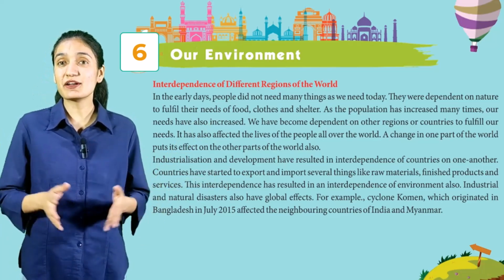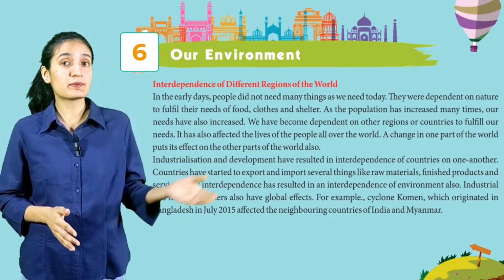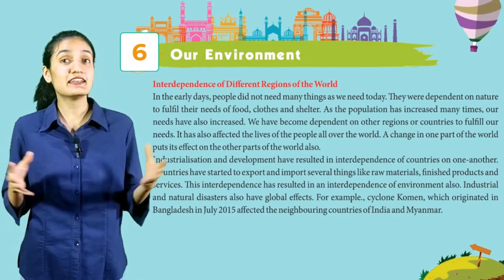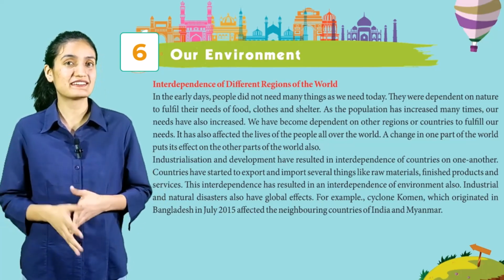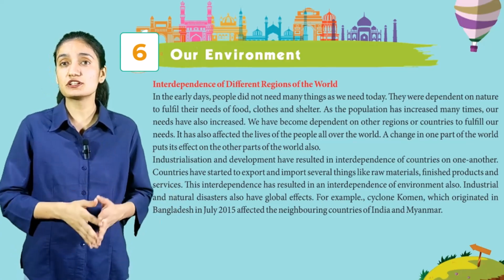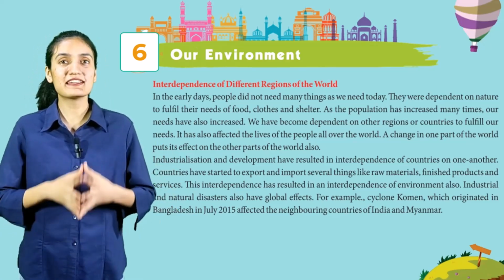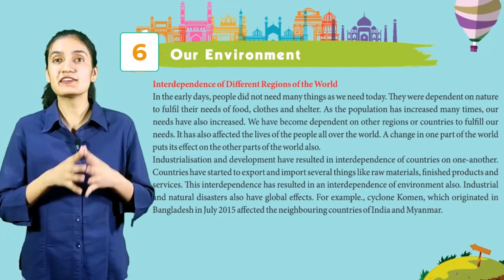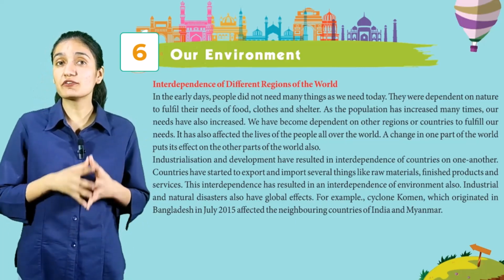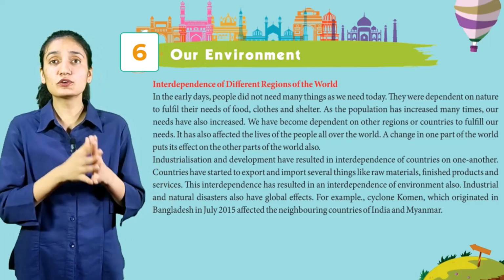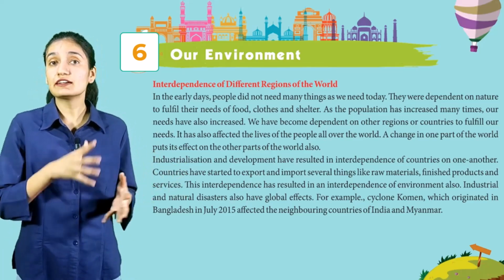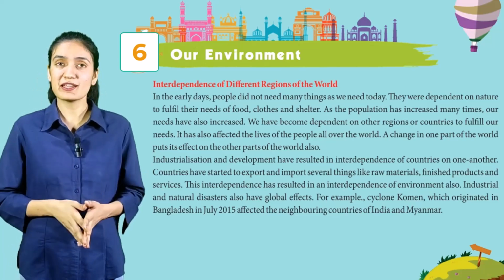A change in one part of the world puts its effect on other parts of the world also. Industrialization and development have resulted in interdependence of countries on one another. Countries have started to export and import several things like raw materials, finished products, and services. This interdependence has resulted in an interdependence of environment also. Industrial and natural disasters also have global effects. For example, cyclone Komen, which originated in Bangladesh in July 2015, affected the neighboring countries of India and Myanmar.